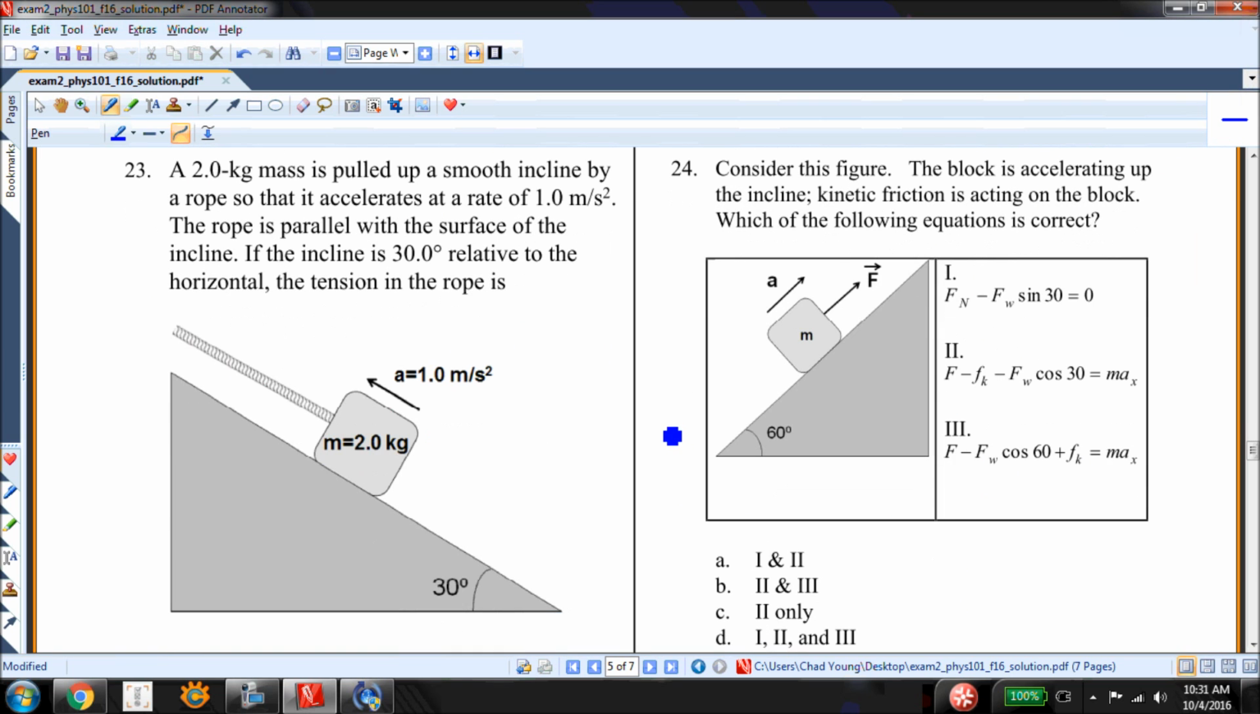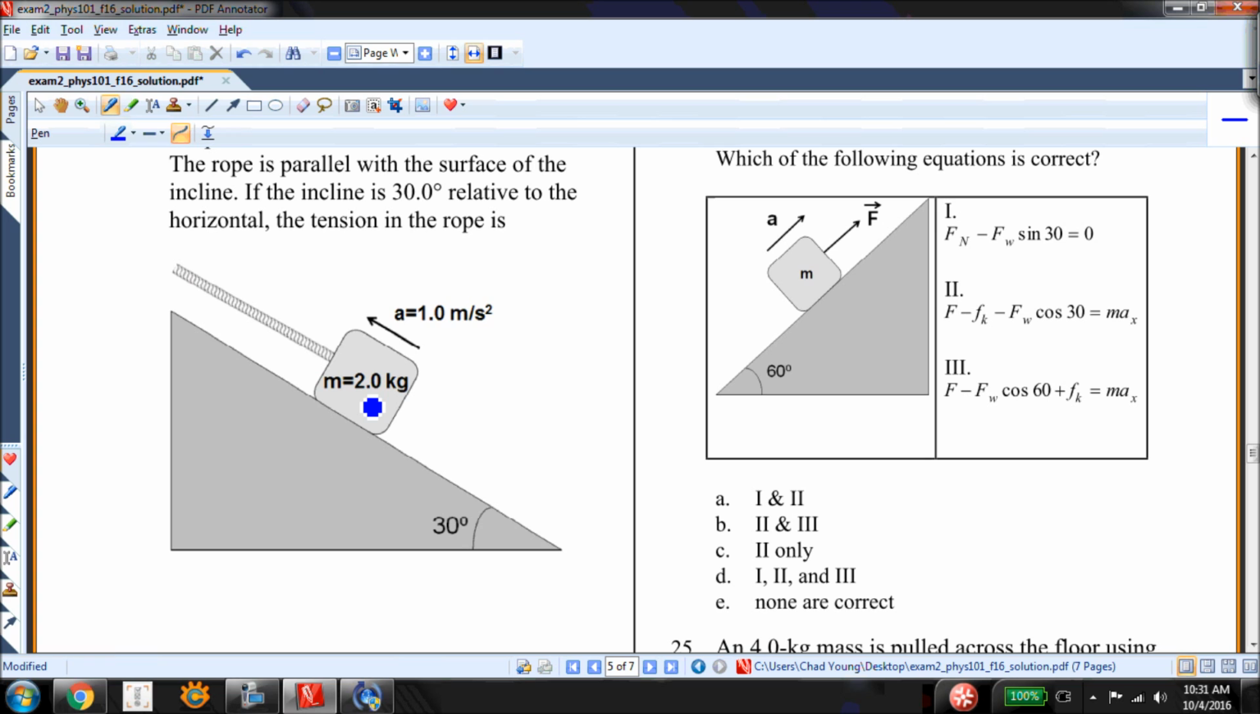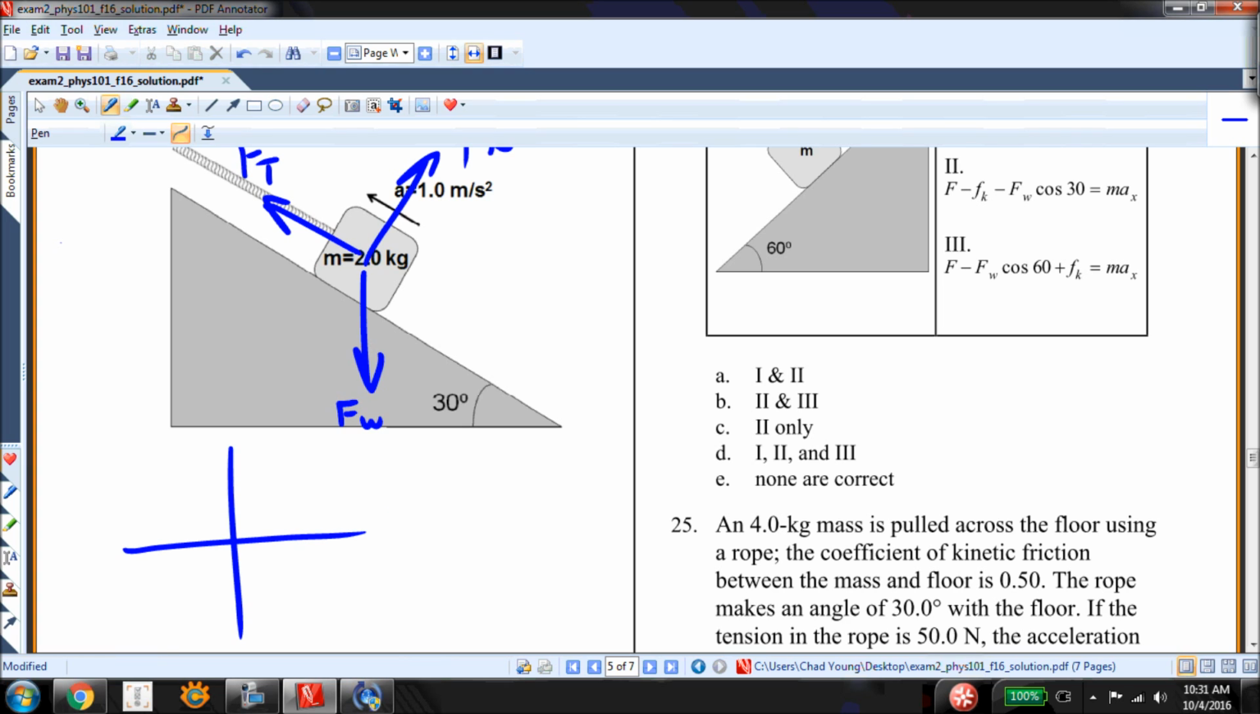Alright, a 2 kilogram mass is pulled up an incline by a rope, so it accelerates at 1 meter per second squared. What is the tension in the rope? Okay, so there's Fw. There's Fn. Looks like there is no friction. It's smooth. Here's Ft. Okay, I'm just going to look at the forces in the x direction. So I have Ft. I have Fw cosine 60. I have Fn. And I have Fw sine 60.